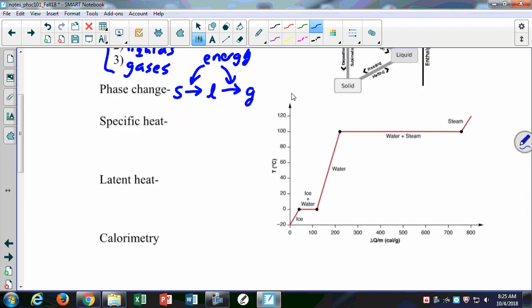But first, specific heat describes how much energy is required to change the temperature of an object.